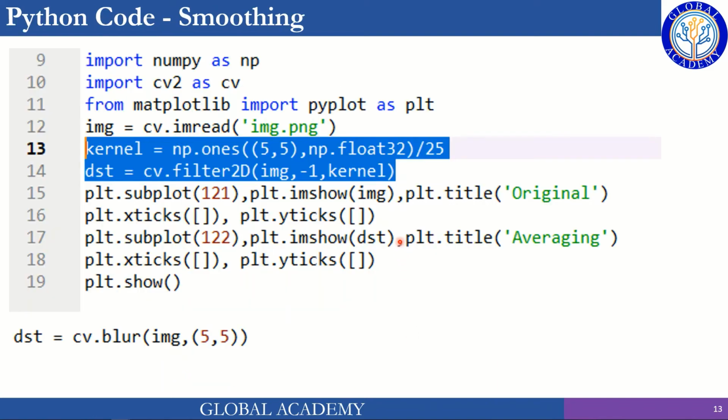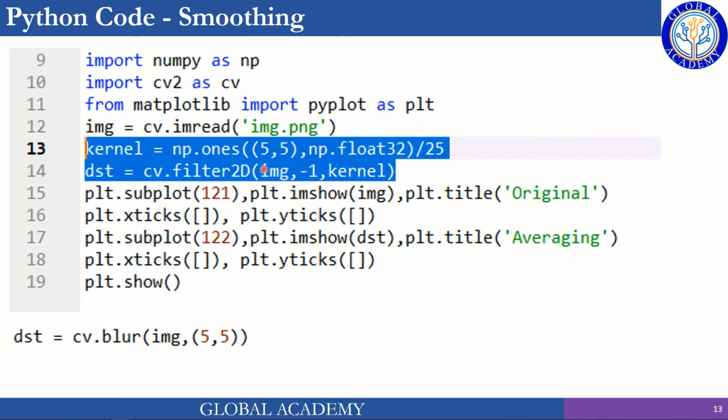Here is the Python code for 2D convolution. Libraries are imported in the first three lines: NumPy, OpenCV, and then Matplotlib. Then an image like img.png is loaded using cv.imread. And on line 13, a 5x5 kernel is designed using np.ones of the NumPy library and typecast to float32, as the function for 2D convolution requires the kernel to be a float type.